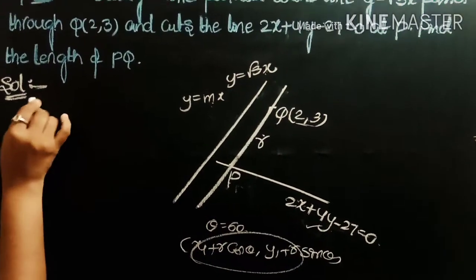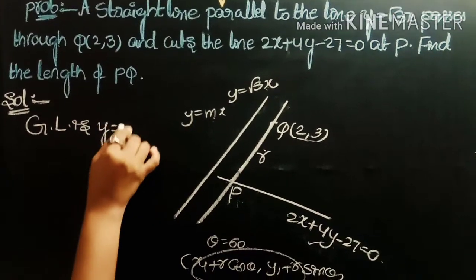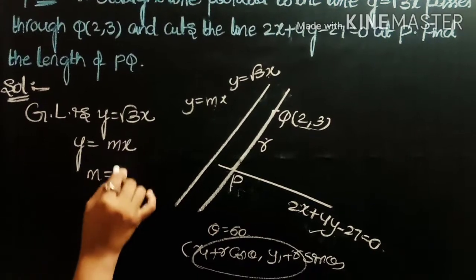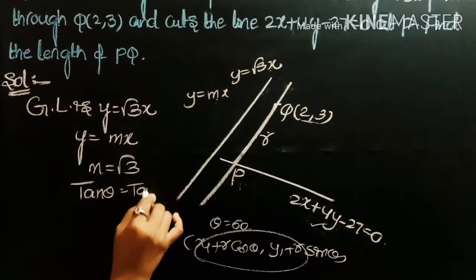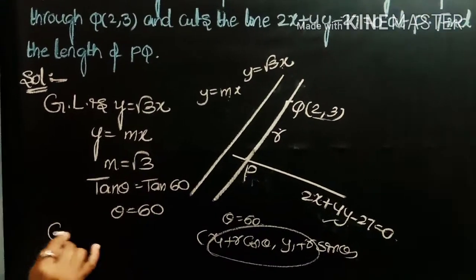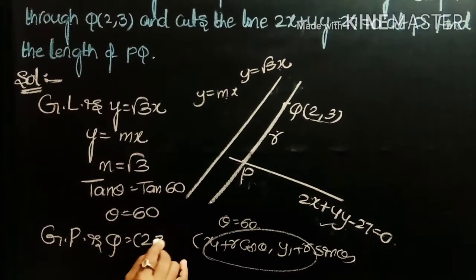So first we write the given line equation. The given line is y equals root 3 x. Now we compare this equation with y equals mx. m is equal to root 3. m means tan theta. tan theta equals root 3 means tan 60, that is, the value of theta is 60 degrees. Next we take the given point. The given point is Q equals (2, 3).